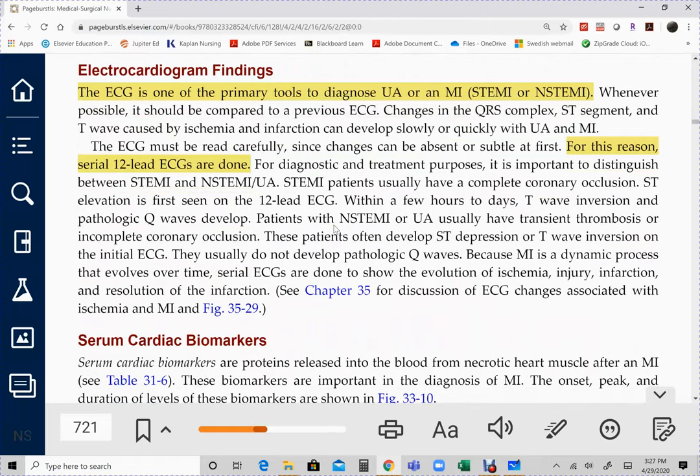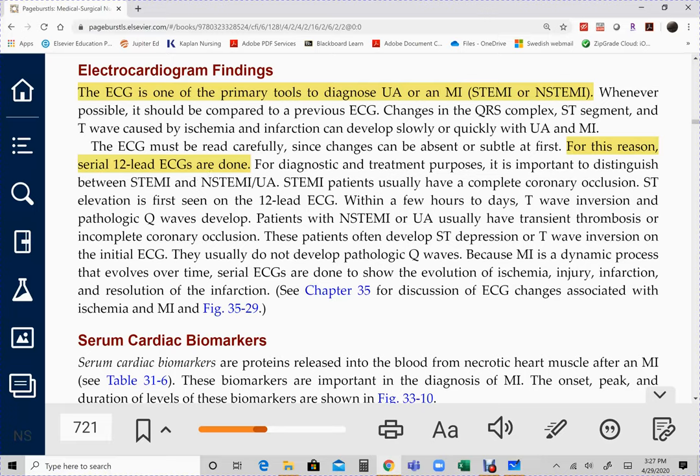Okay, we mentioned that to diagnose ACS, we need an EKG, and then we need cardiac enzymes. Now, we learned in chapter 31 that the cardiac enzymes are troponins T and I, and they start rising around 2 hours after the infarct, after the injury. And then they'll continue rising, okay? But the first tool here is the EKG. Okay, so this is what we need.